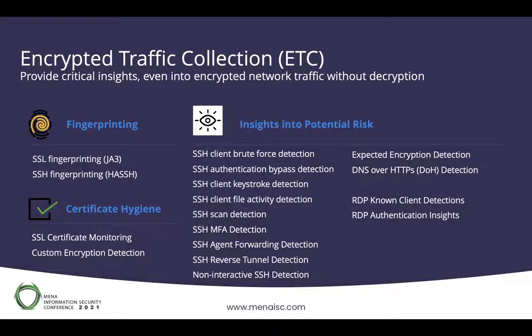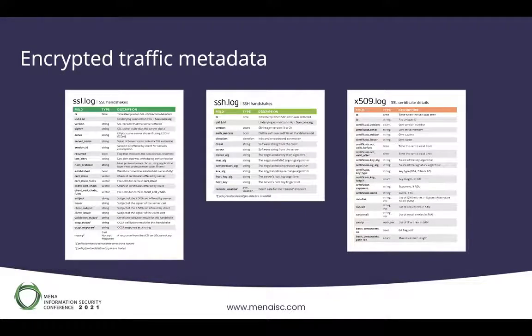The SSH client brute force detection reveals when a client makes excessive authentication attempts. The SSH authentication bypass detection reveals when a client and server switch to a non-SSH protocol. And DNS over HTTPS detection, for example, reveals when DNS queries are made to known DNS over HTTPS servers to provide insight into DNS traffic that would otherwise be hidden. There are specific log types generated for encrypted traffic that allow you to dig deeper into any of the insights that I just talked about.